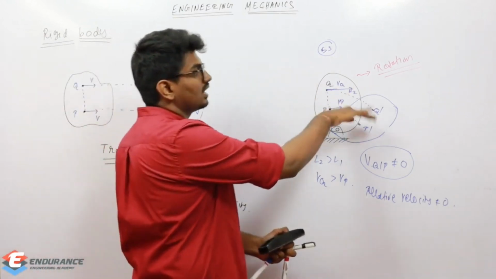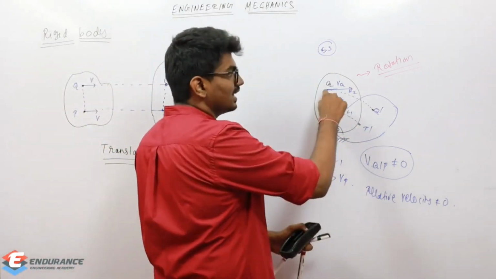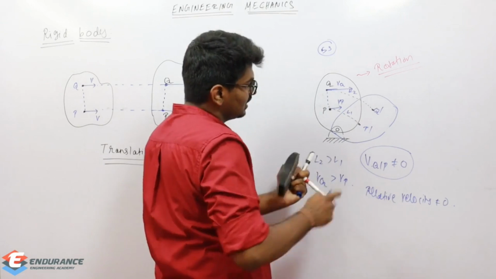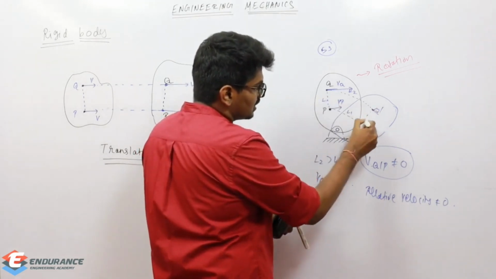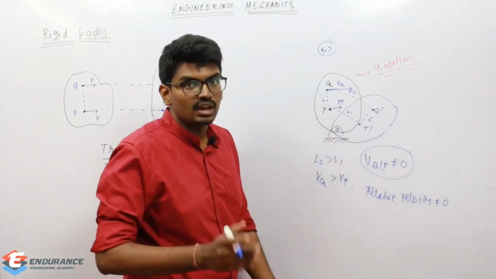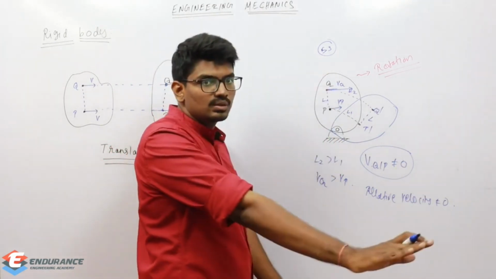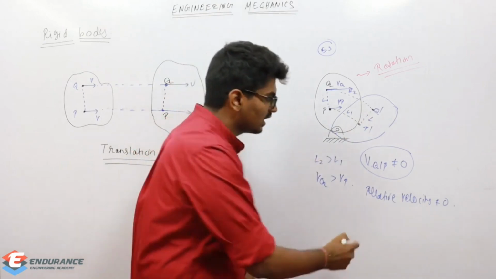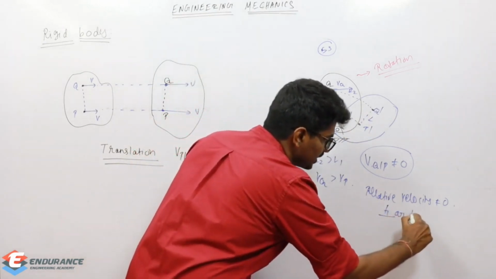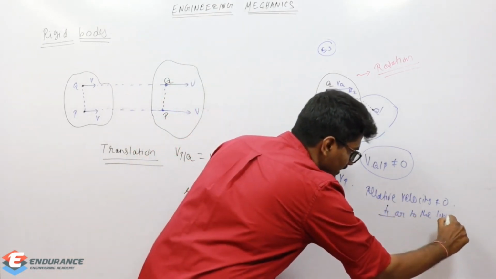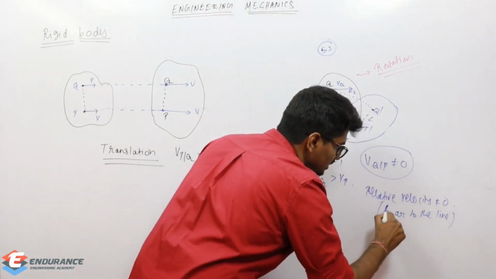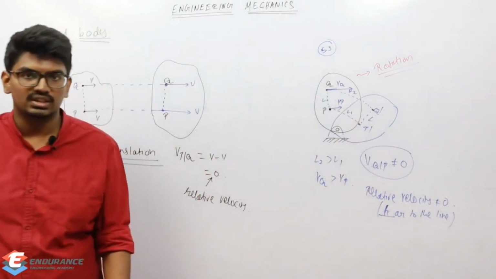If there was a rotation, then you could see very clearly that the distance between P and Q is not varying along the line joining them. So along the line, no relative velocity, but perpendicular to the line, there is some relative velocity.